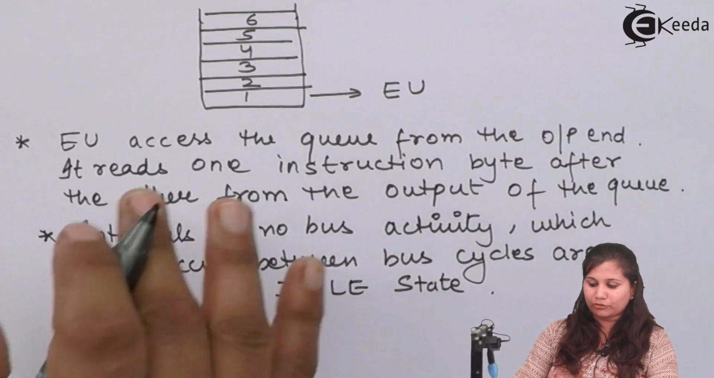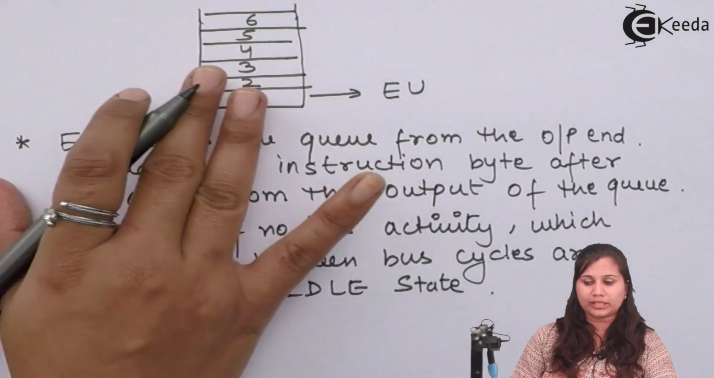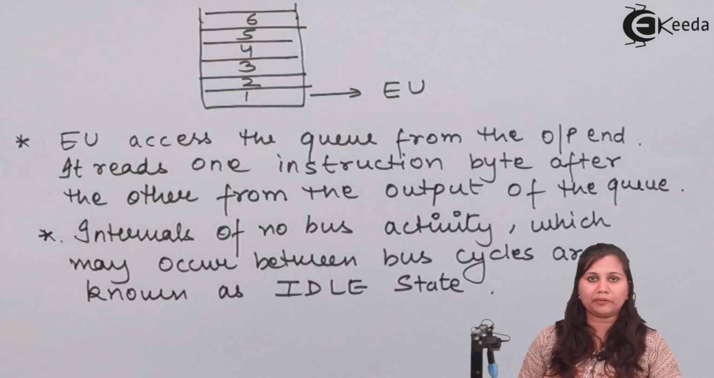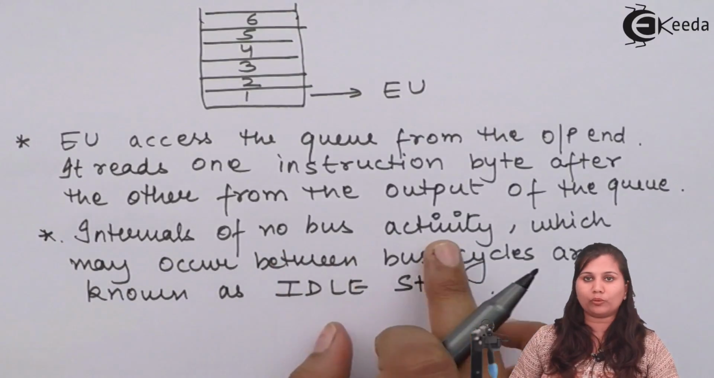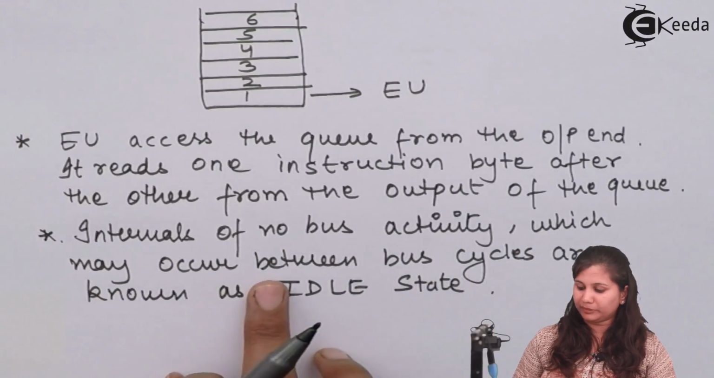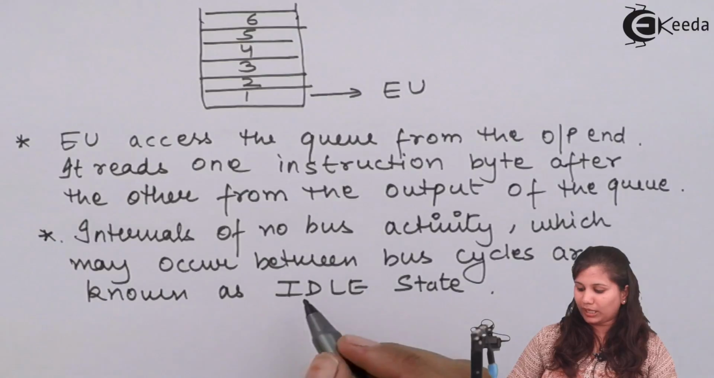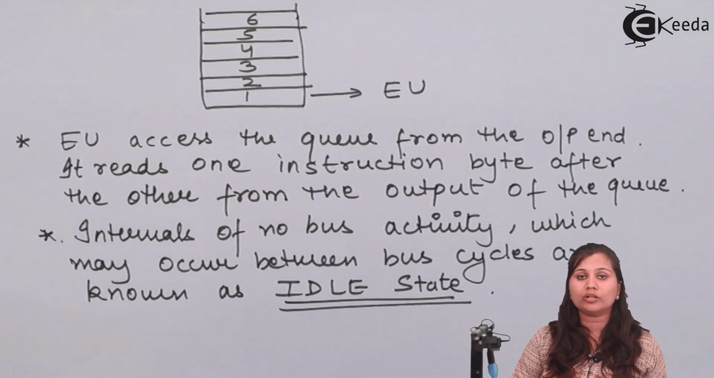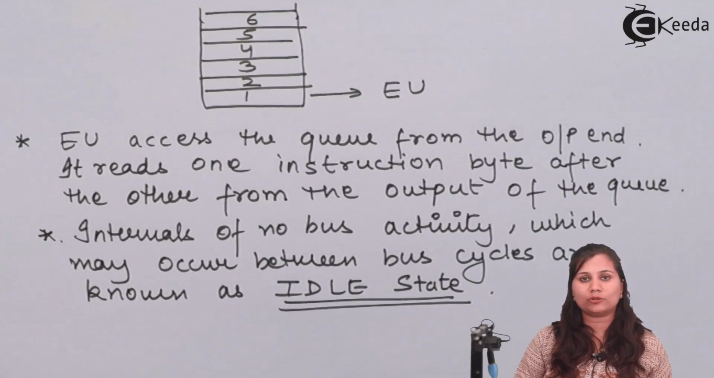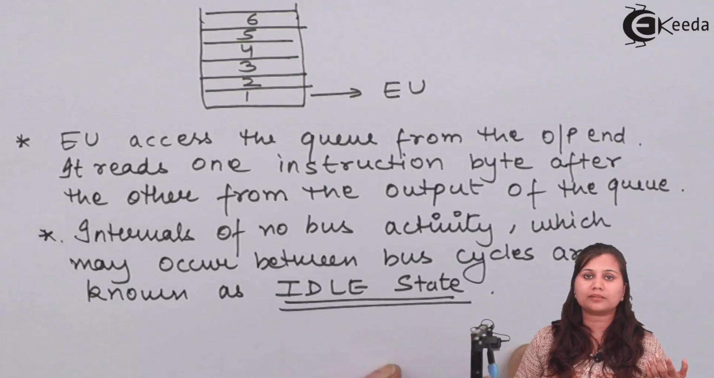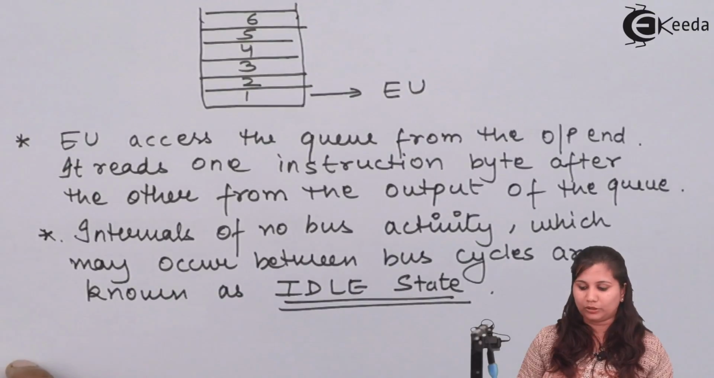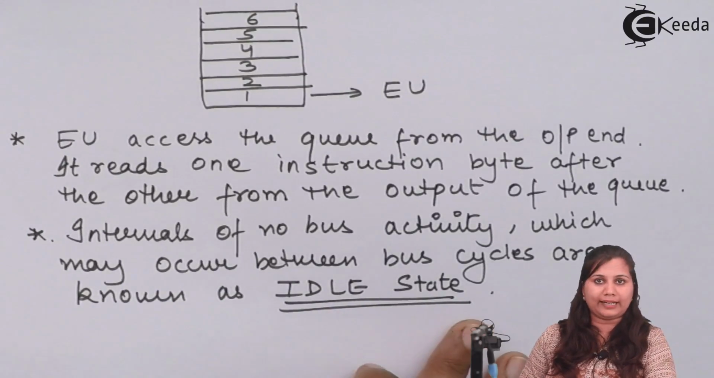Now, when the execution unit has executed all the instructions, the queue is empty, and there is no function to be performed. So intervals of no bus activity which may occur between the bus cycles are known as the idle state. When there is no bus activity involved, that interval of time is known as the idle state, because the microprocessor is not performing any function at that time.